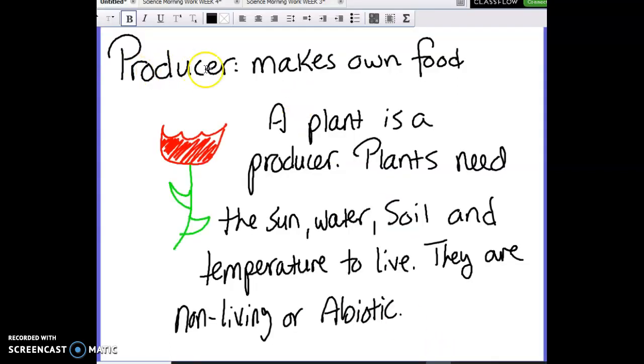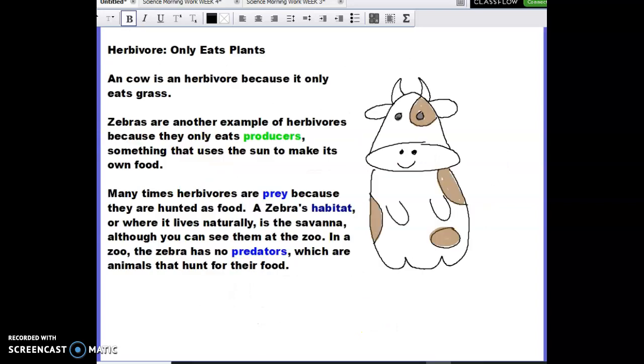So, yesterday we used the word producer. We defined it. It makes its own food. A plant is a producer. Plants need sun, water, soil, and temperature to live. These are non-living or abiotic factors. It could also look a little bit like this.